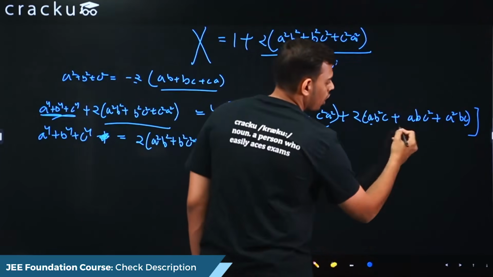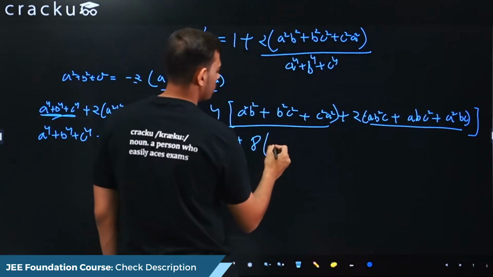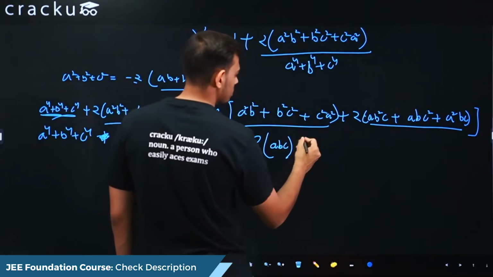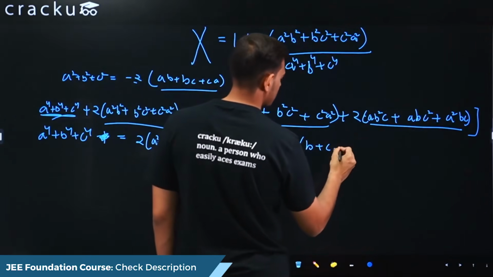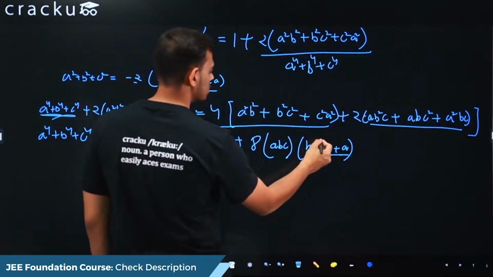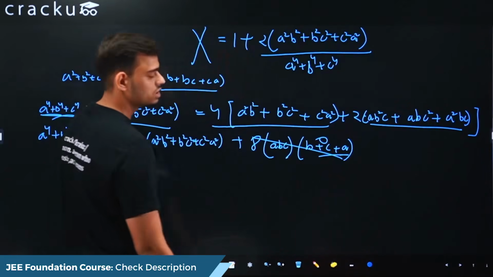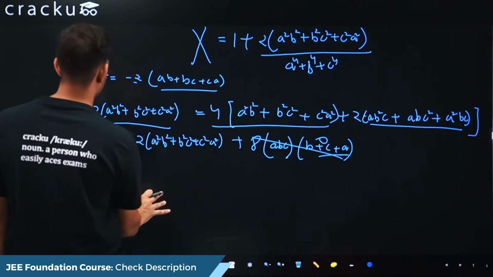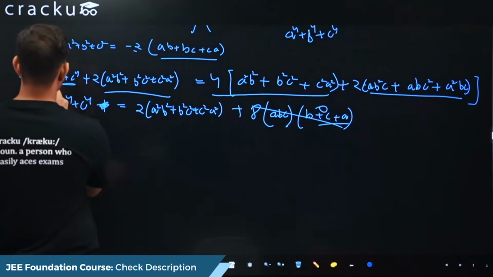what can we take common from here? I can take common ABC. If I take common ABC, I get b plus c plus a. This value is given to us as 0. If I take it 0, this whole value gets 0. This whole value gets eliminated. I get this important part.